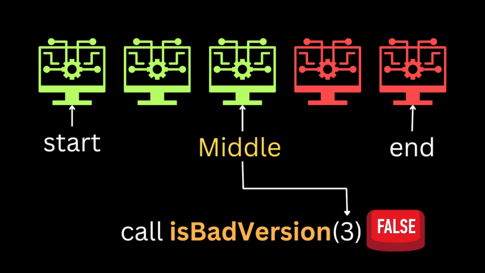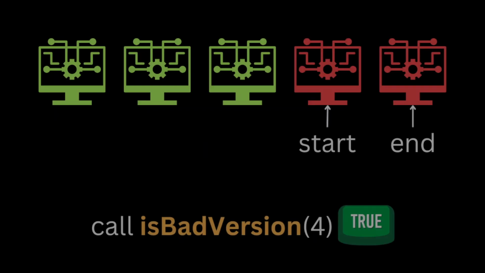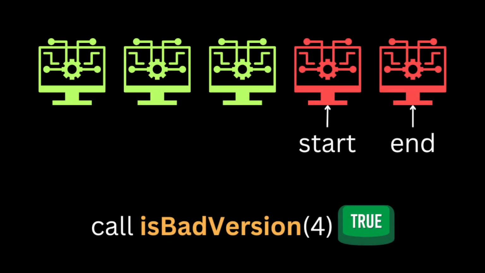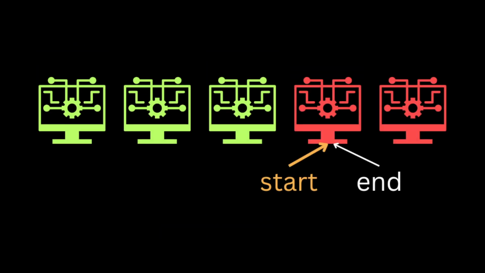So the function is going to return false. That means we need to move the start to the number after the middle. Then we calculate the middle again, 4 plus 5 divided by 2. So the result is going to be 4. Then we call the function with the current middle number as an argument. The function here is going to return true, meaning that 4 is a bad version. That means we need to set the end to be the middle number 4 and we break the loop because the start is now equal to the end pointer.